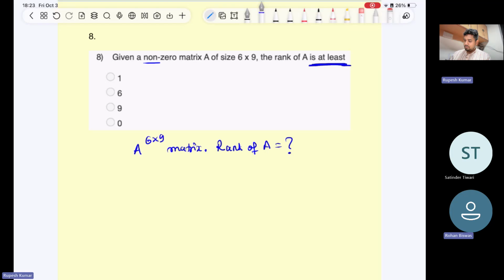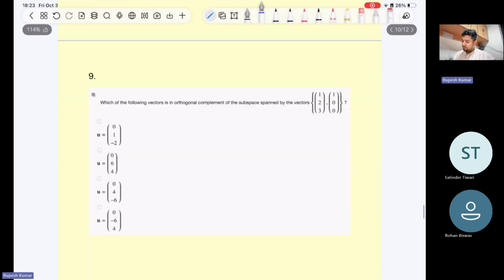Oh, sorry, it says non-zero matrix. Okay, so the rank is one, right? Fine. So option A is correct, right? Do you have any doubts on this? Fine. Let's move on to the next question.